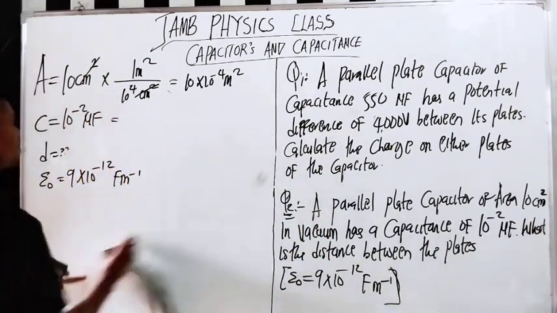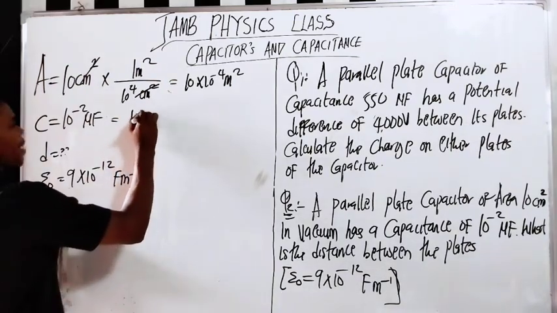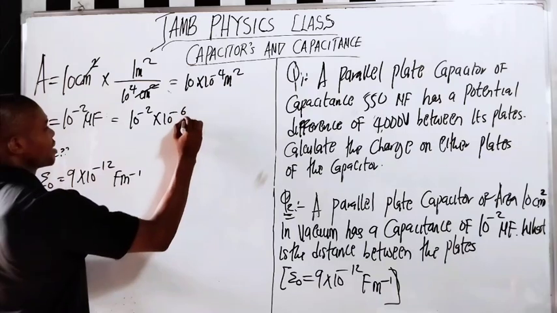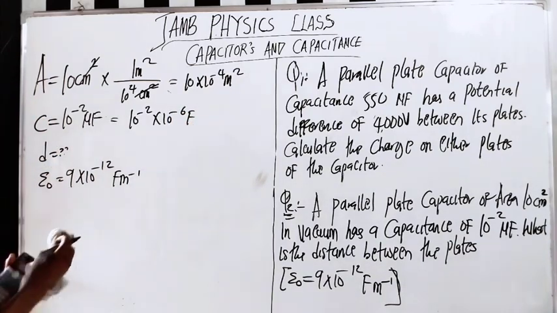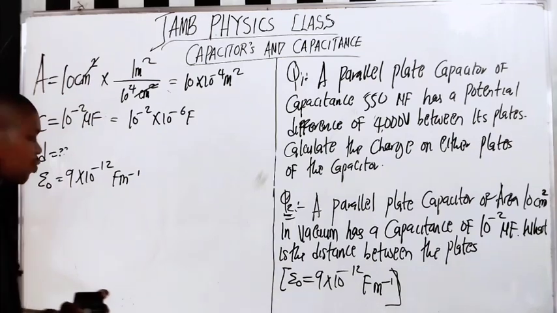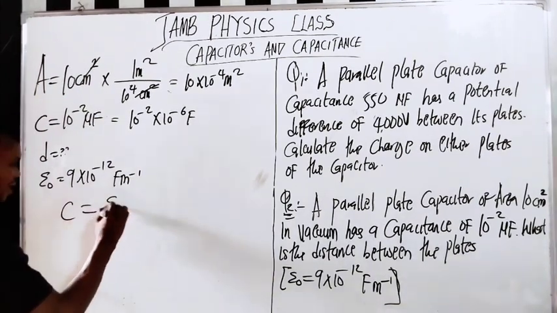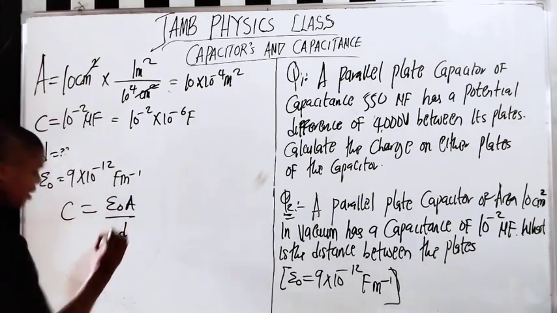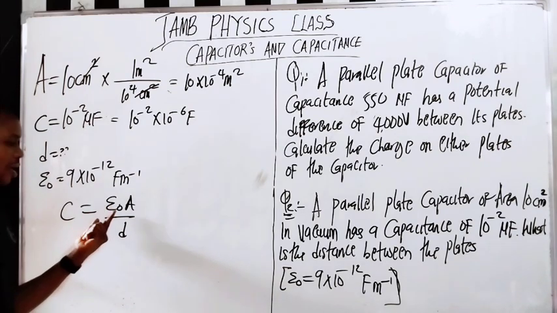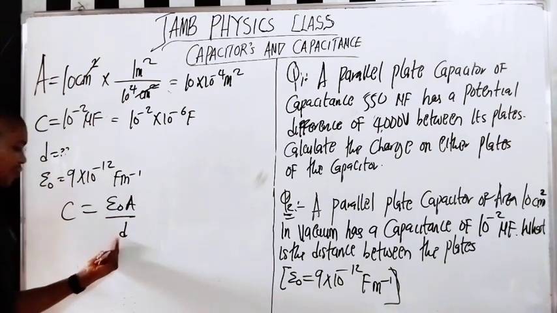If you convert to farad, what are you going to get? 10 to the power minus 12, 10 to the power minus 2 times 10 to the power minus 6 farad, right? Now, which formula are we going to use here? We have to use the physical formula C equals εA over d, where ε is the permittivity of the material, A is the area, and d is the distance.